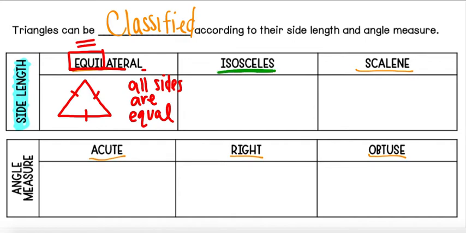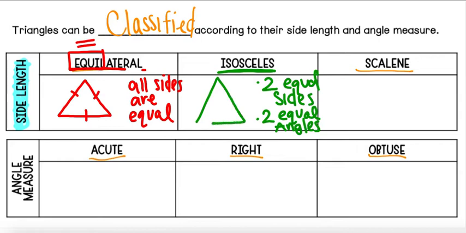Then we're going to talk about isosceles. Okay, isosceles would be when there are 2 equal sides. Okay, and because there's 2 equal sides, there's also going to be 2 equal angles. Remember we talked about how sides and angles correspond with each other? This is what it would look like. Here we have a triangle. This side and this side are equal to each other, which means their opposite angles are also going to be equal to each other.